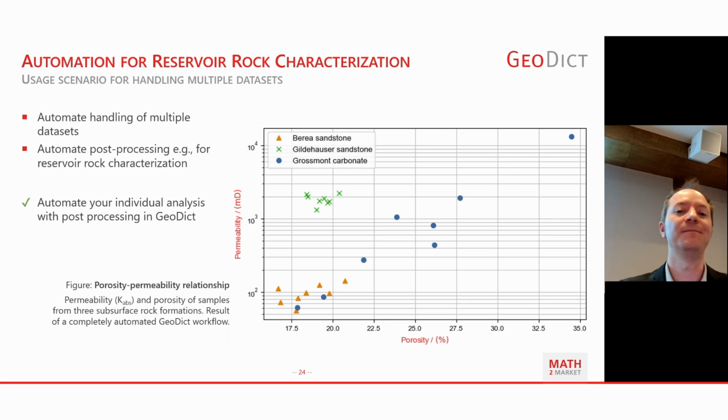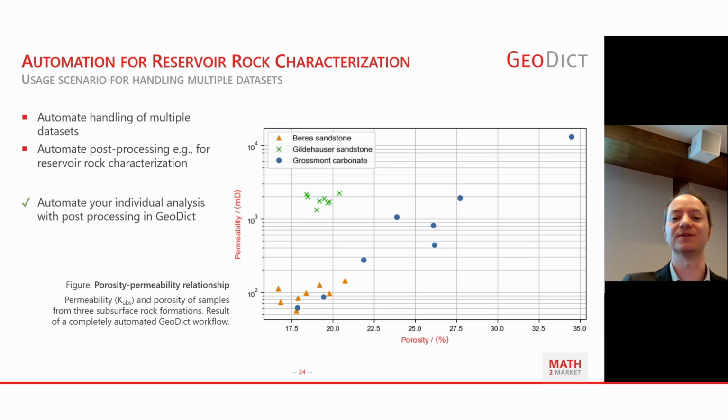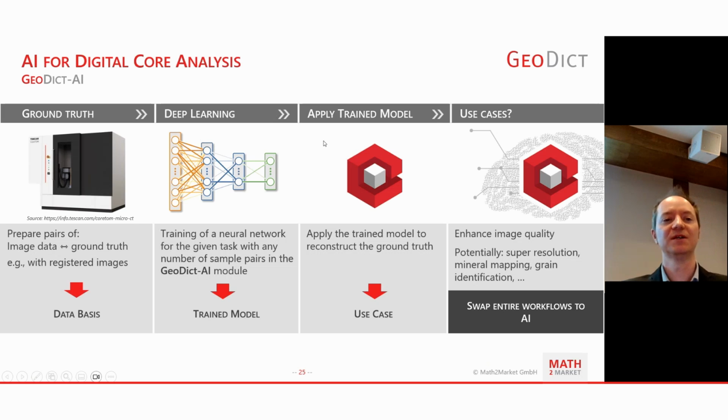Here's just one example for classifying rocks on a porosity-permeability plot. We've just looked at 8 rocks of the same formation, different rocks or different outcrops of a rock, computed porosity and permeability for them, and plotted them. We can see pretty nicely, for example, how Gildehauser sandstone and the Berea sandstone have quite different values for permeability. It can basically be characterized like this. So this is just one example of what you can automate in GeoDict. With just one click, all of this is computed and plotted.